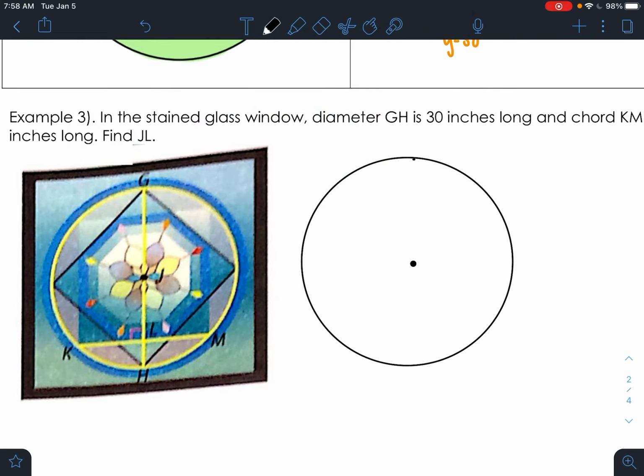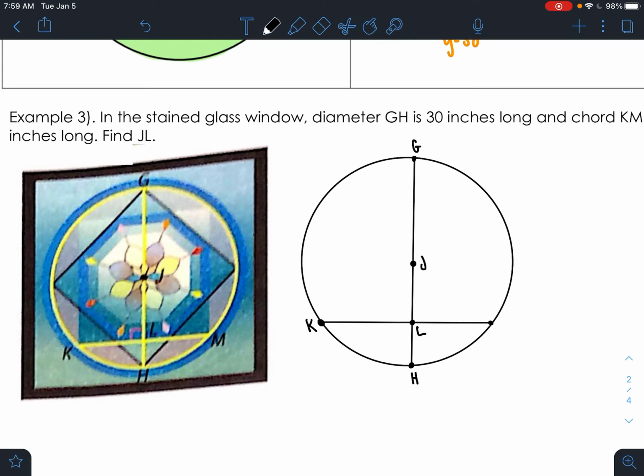And I'm going to draw in my diameter. Okay, so let's go ahead and get some points here. All right, so this top point is G. The circle is J. And then this down here, all the way down here is H. But then we also have this chord that's coming straight across. And this is K.